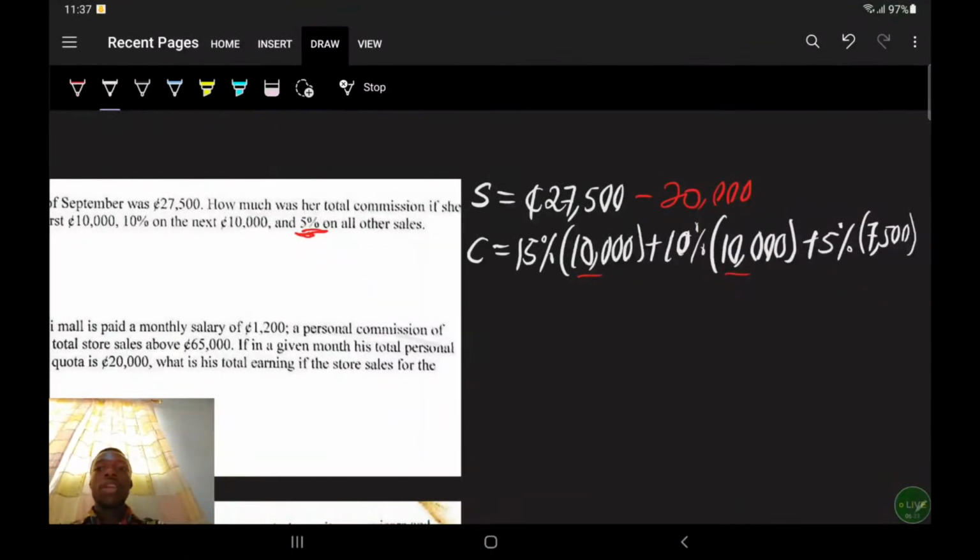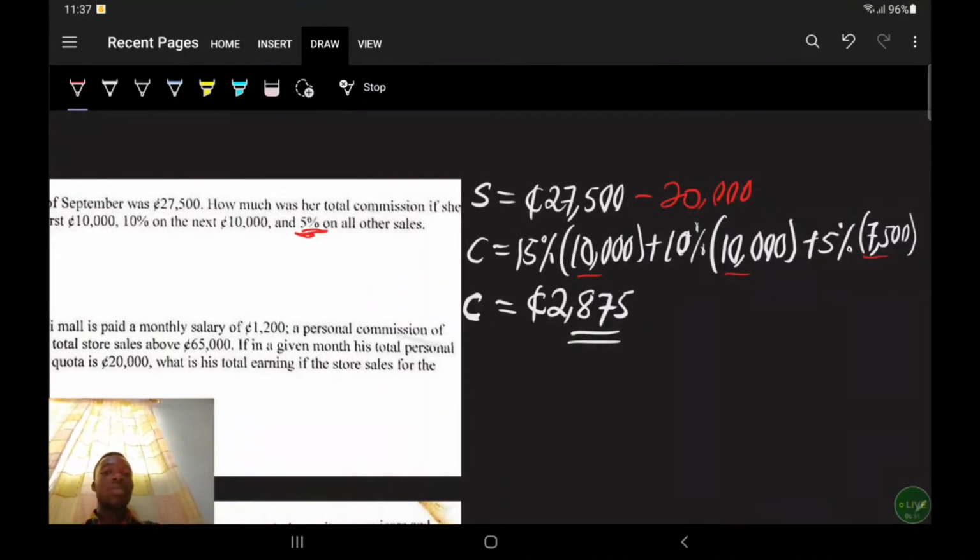So at the end of the day, when you do your calculation well, you should arrive at 2,875 as the answer for the total commission. Here it is a matter of calculator work. Just key all these things into the calculator: 15% on 10,000, 10% on 10,000, 5% on 7,500.